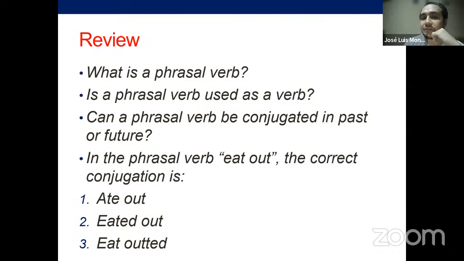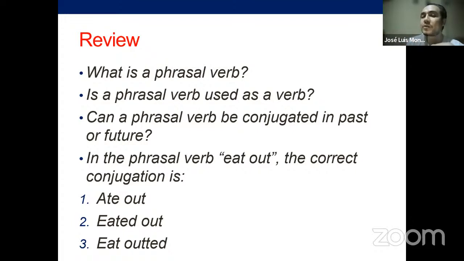So what is a phrasal verb? You know, it's a verb. Like, for example, run, go, but it has 2 parts. Go out, run into. Those are phrasal verbs. Is a phrasal verb used as a verb? Yes, that's what we said. Can a phrasal verb be conjugated in past or future? Yes, because if they are verbs, they can be present, past, future.